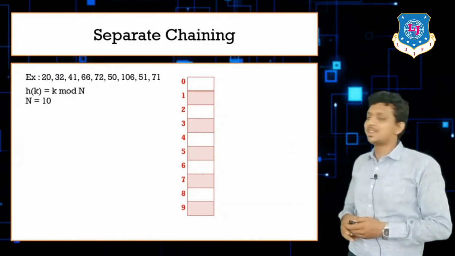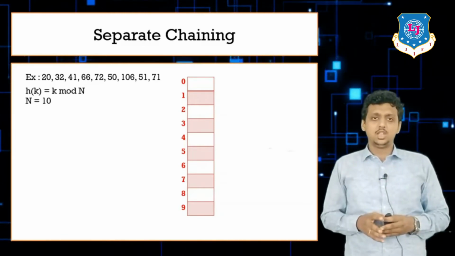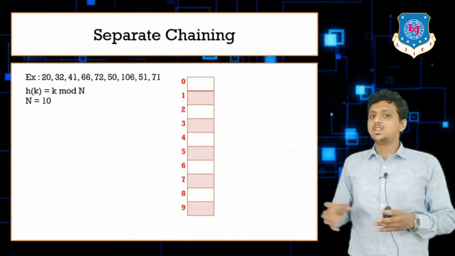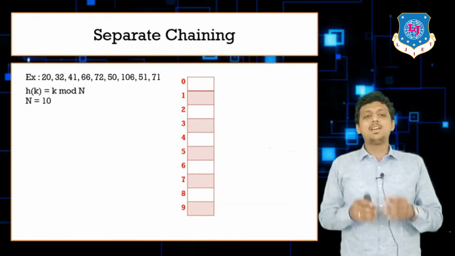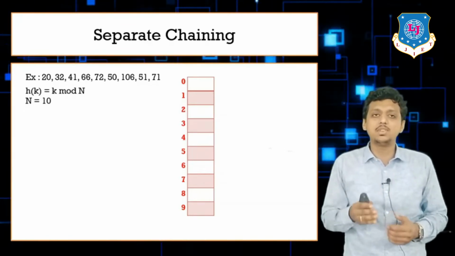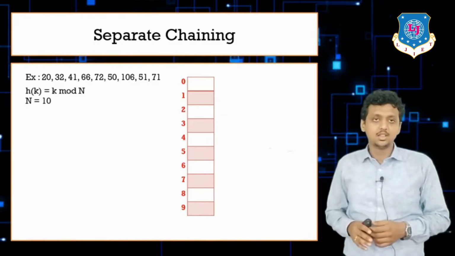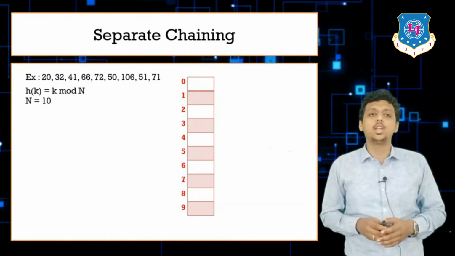The first method, that is separate chaining. This is my hash table. Hash table size is 10, so I am representing it with an array from 0 to 9. The values that I want to insert are 20, 32, 41, 66, 72, 50, 106, 51 and 71. The hash function that I'm going to use is h of k is equal to k mod n.